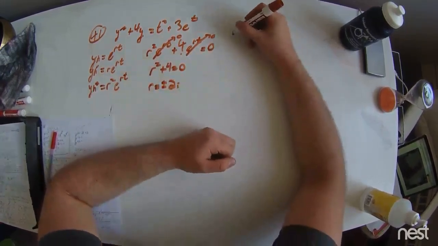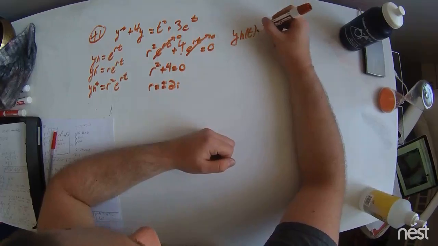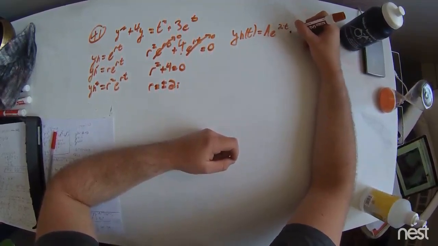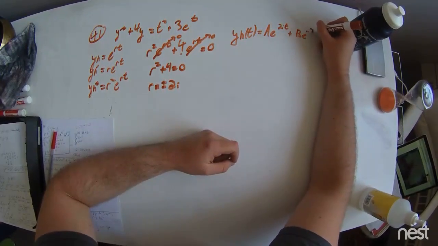Our homogeneous solution is therefore a e to the 2i t plus b e to the minus 2i t.